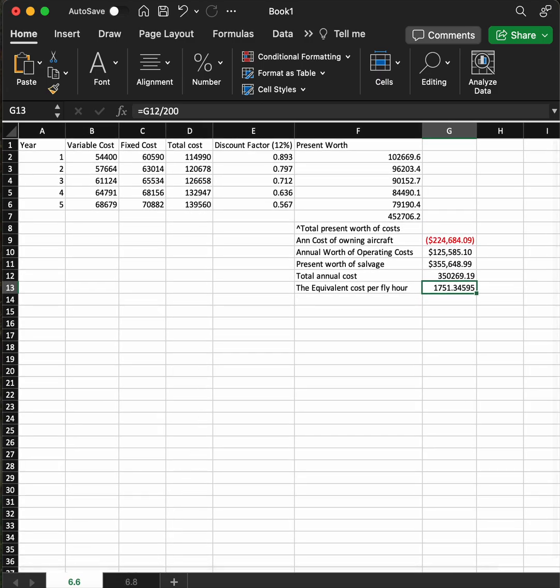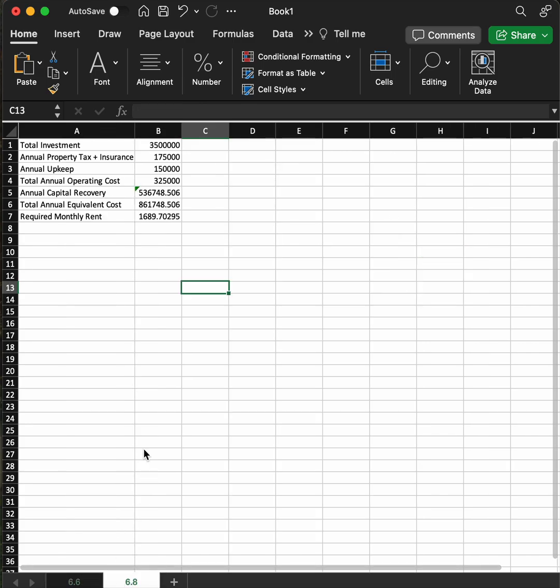So now let's go to example 6.8. Example 6.8 was pricing apartment rent. It is Sunbelt Corporation. It wants to determine the minimum monthly rent for a 50-unit complex with an 85% occupancy and a 15% return over 25 years. So the total investment is $3.5 million. The upkeep is $150,000, and the taxes and insurance are 5% of the investment. That gives you the $325,000 in annual operating cost.